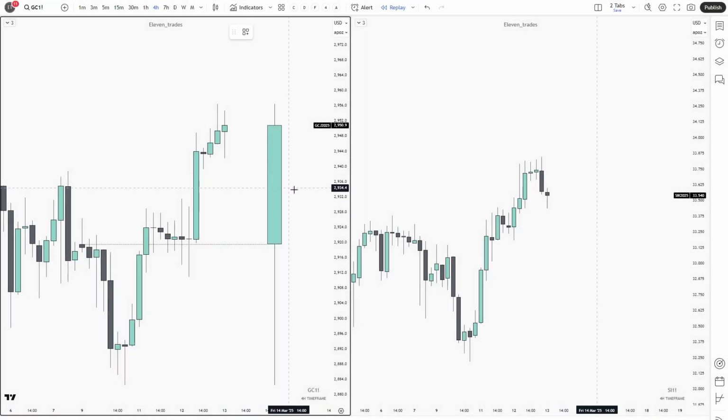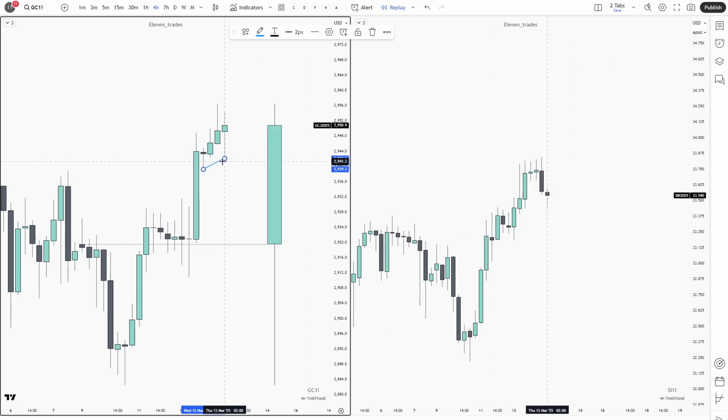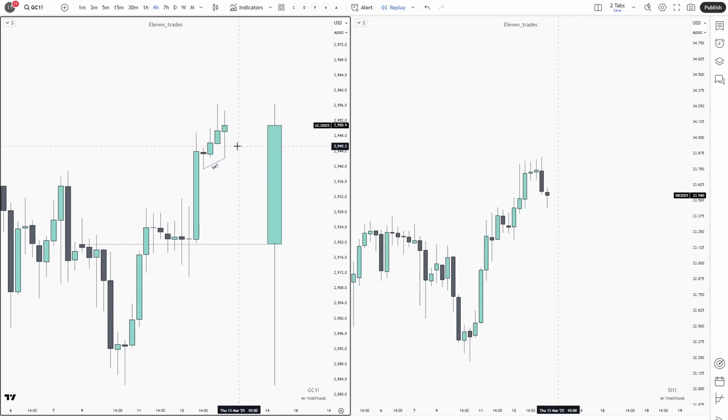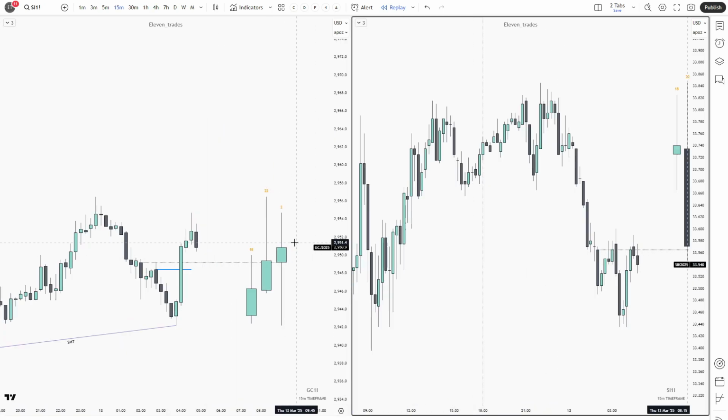Now we have SMT divergence. On the gold, we haven't taken this low right here, and on the silver, we have manipulated this low, and we are sort of weaker. So that is our bullish SMT divergence. Now all we need is to drop down to the 15-minute chart to trade that 15-minute model. Now what we can do is wait for the 6 a.m.